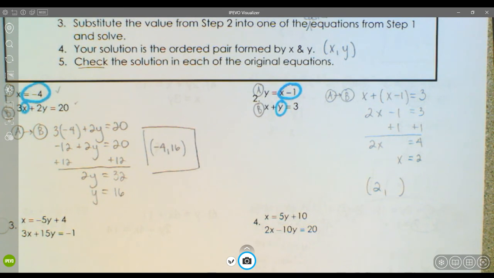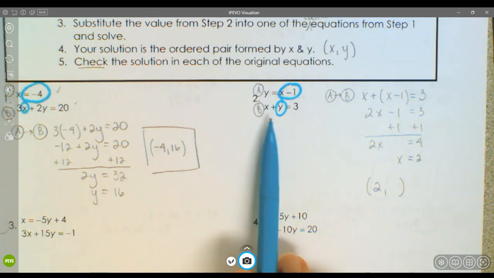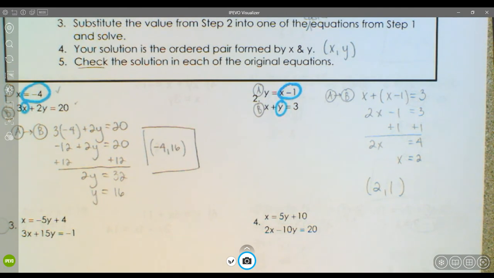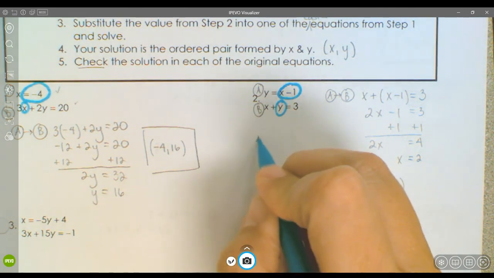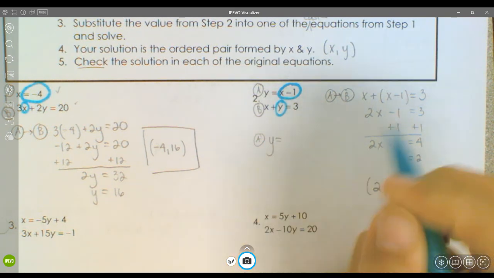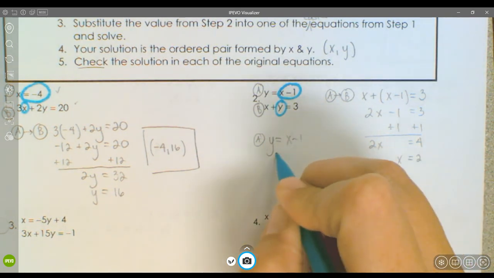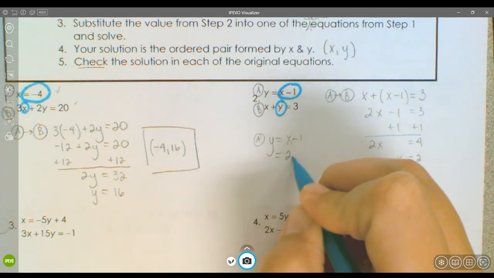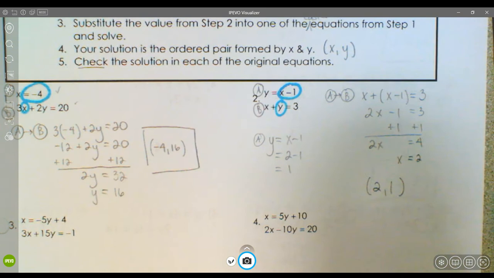So look back up at your two equations. Which one looks easier to substitute into? You might say B, because you could mentally say 2 plus what is 3? 2 plus 1 is 3. And that works great. If you can do that, more power to you, dude. But I just want to be sure that I'm substituting properly. I know that x equals 2 and 2 minus 1 is 1. So it looks like y equals 1. And I do believe we just did all the work.